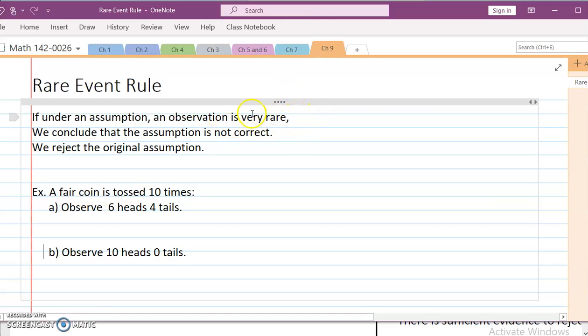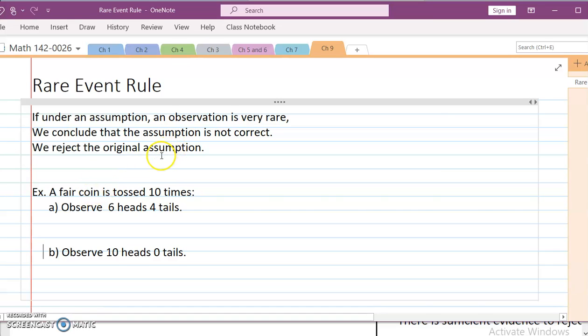And if this observation is very rare, but we observe it, we see something that is very rare happen based on an assumption, then we conclude that the assumption is not correct. That is, we reject the original assumption. So the rare event rule can only do a rejection. This is actually common sense that human beings use on a daily basis.